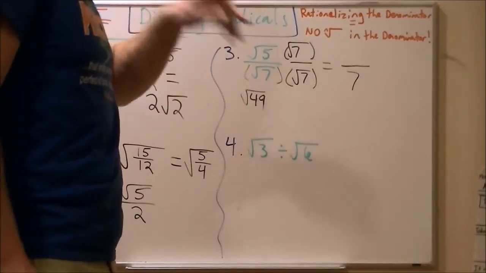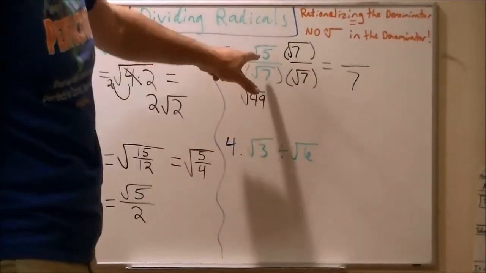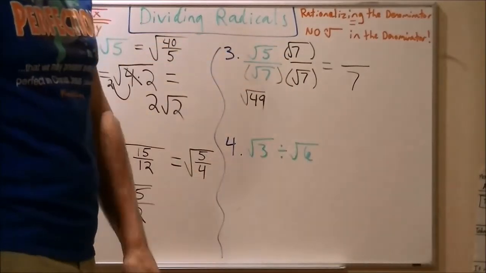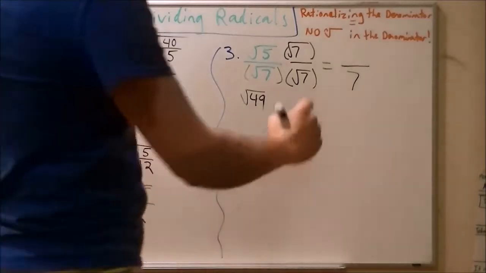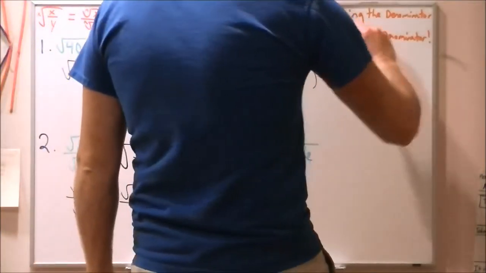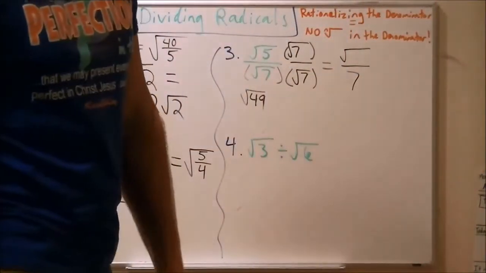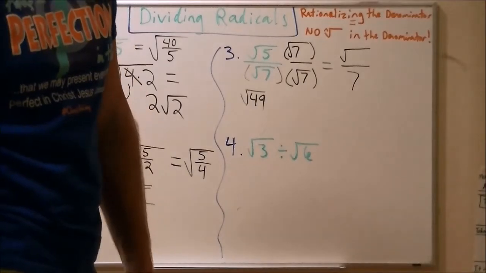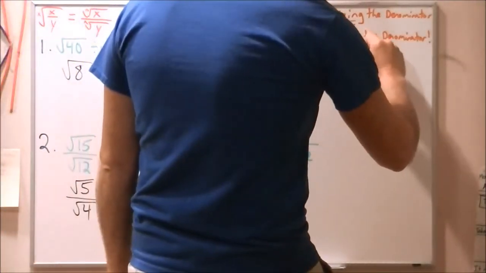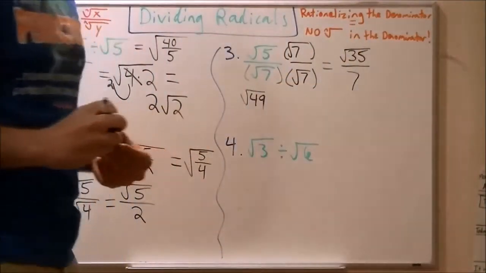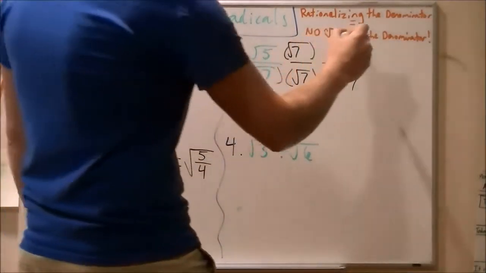Okay? So all I'm doing is just dropping the square root, but then I have to multiply out on top the square root of 5 times the square root of 7. I'm still going to have a square root, correct, on top. But what's 7 times 5? 7 5s gives me the number 35. And guys, that's my final answer right there.